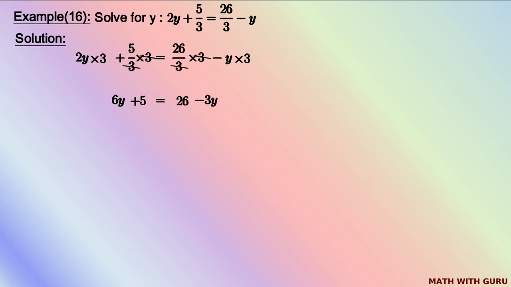Collect the like terms on the same side. 6y plus 3y equals 26 minus 5. 9y equals 21. y equals, transpose 9 to the right hand side. It divides 21. 3 is the common factor here. 3 threes are 9, 3 sevens are 21. y equals 7 over 3.